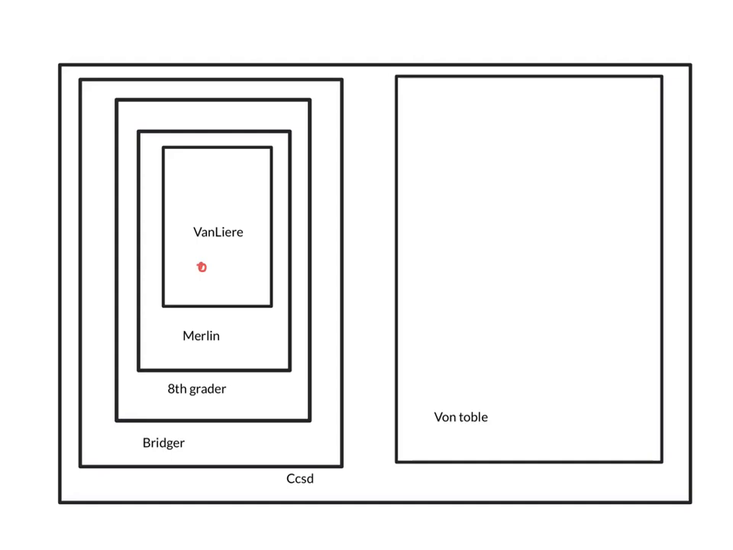Now let's say, okay, you are friends with somebody who has Miss Bassett for math. If they have Miss Bassett, they could still be a Merlin, right? But they would be outside here. So if I'm talking about this blue dot, I can say that the blue dot is not in Miss Van Leer's class. However, they are part of Merlin because they're in the Merlin box. They are an 8th grader because they're still in the 8th grade box. They go to Bridger because they're in the Bridger box. And they attend CCSD because it's still in the CCSD box.